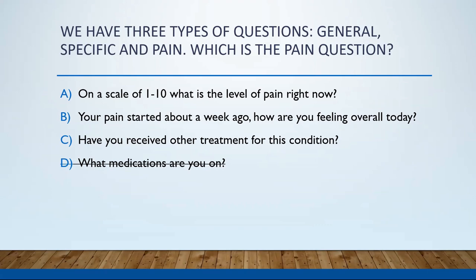We have three types of questions: general, specific, and pain. Which is the pain question? A, on a scale of 1 to 10, what's the level of pain? B, your pain started about a week ago. How are you feeling overall today? C, have you received other treatment for this condition? 3, 2, 1, go.